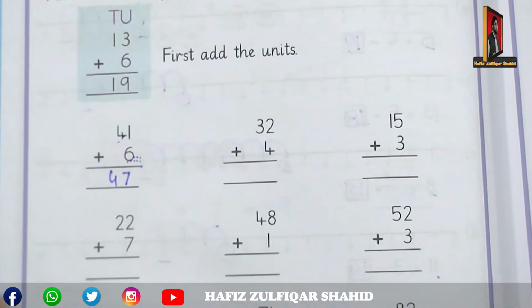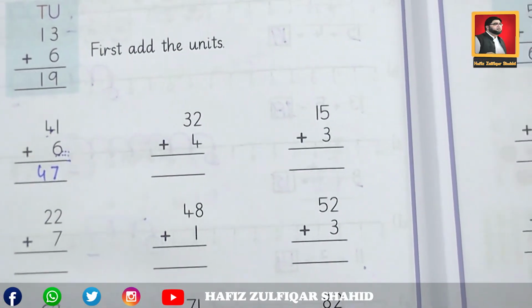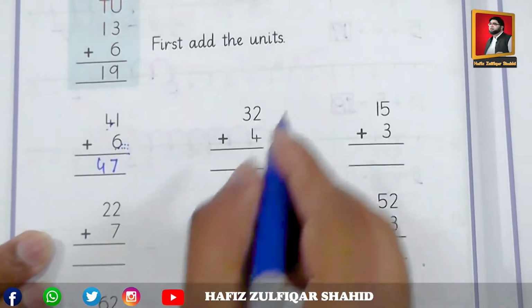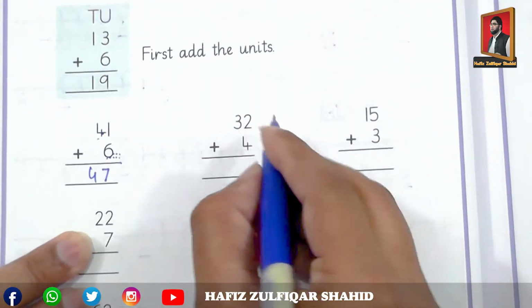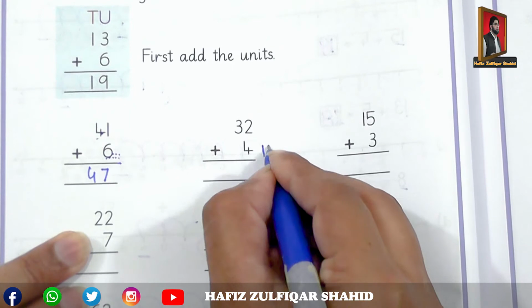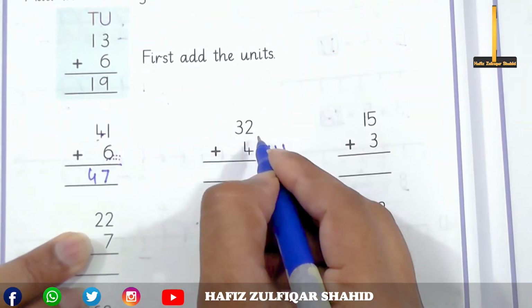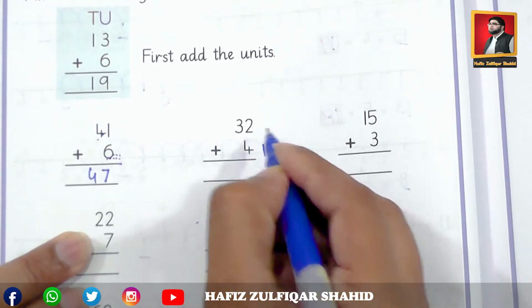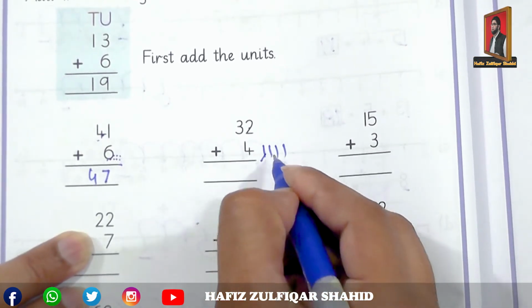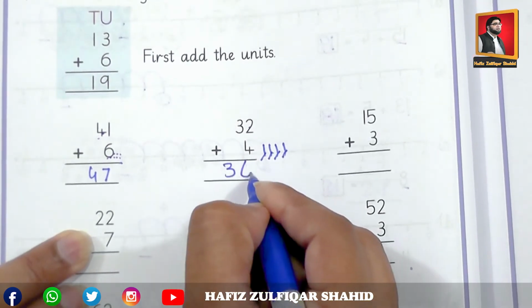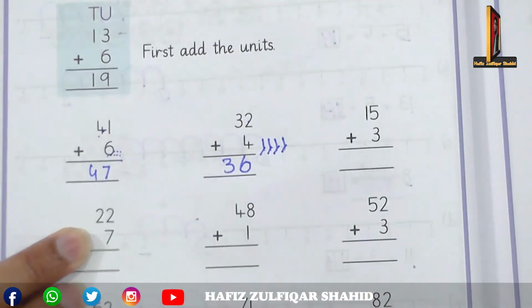Another way you can count, draw lines, 1, 2, 3, 4. Now count 4 more in 32, 32, 33, 34, 35, 36. Answer is 36.